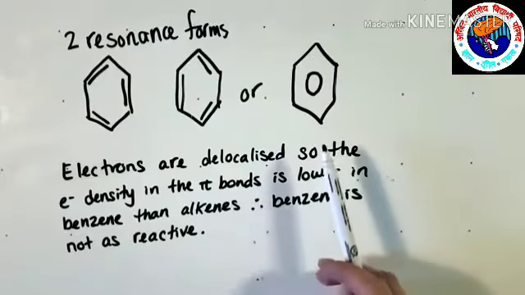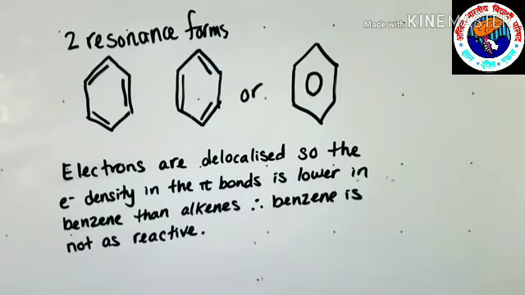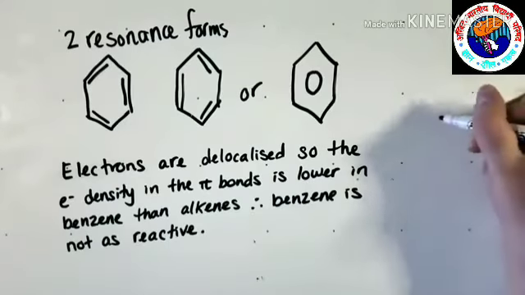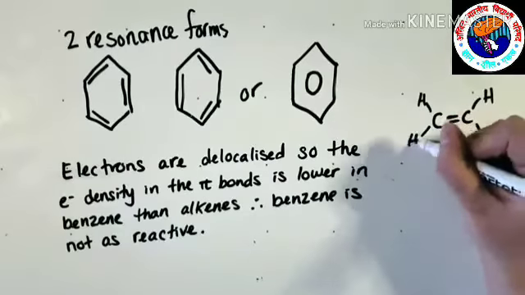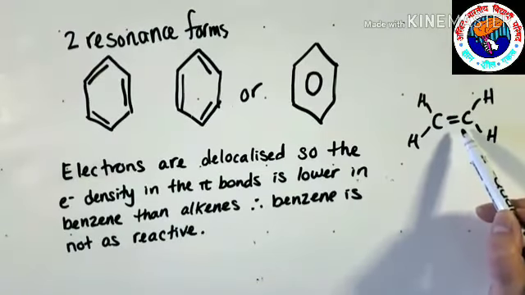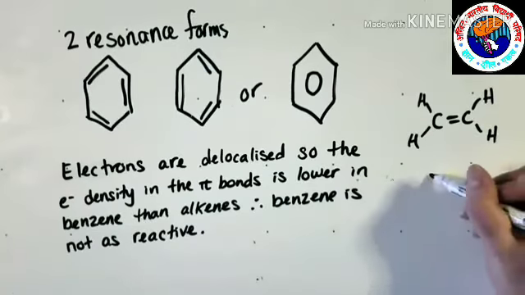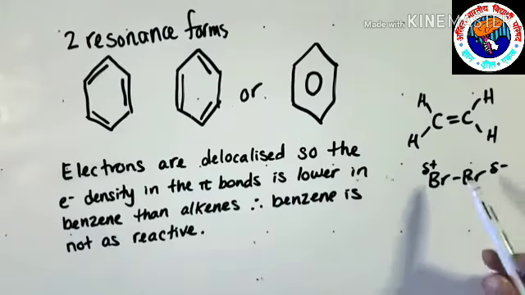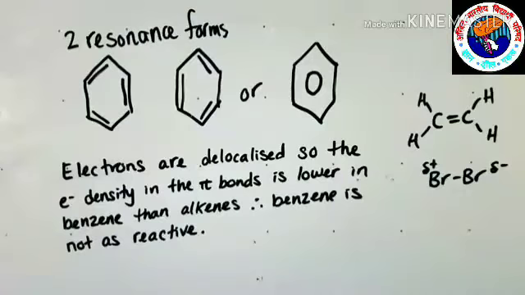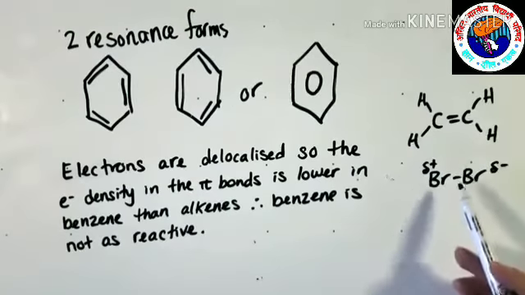The delocalization of the electrons makes the electron density in the pi bonds lower in benzene than what we would see in an alkene, which means that benzene is not as reactive as an alkene. If we look at an alkene, ethene, that double bond is an area of high electron density in this molecule, which means if we have an electrophile like bromine, with an induced dipole, that approaches this molecule, it is going to be attracted to that area of high electron density, and that reaction will take place spontaneously.